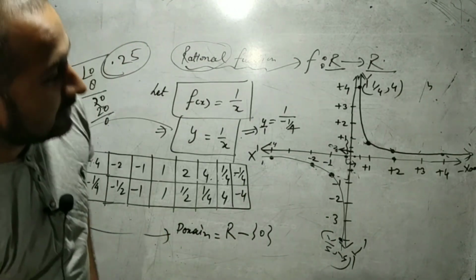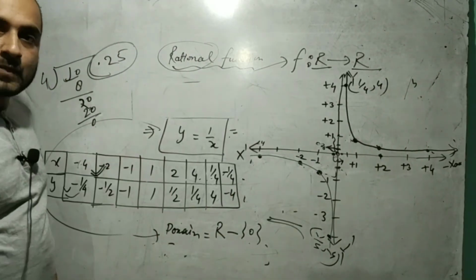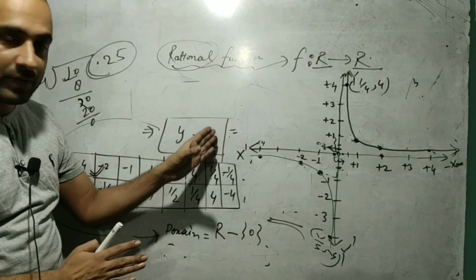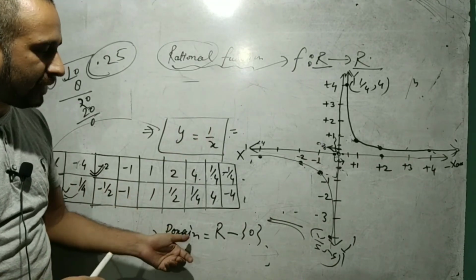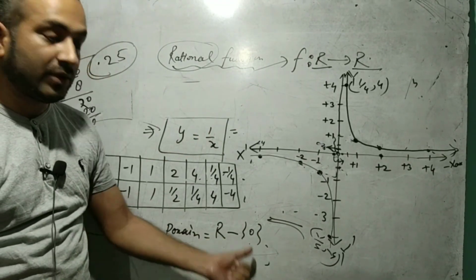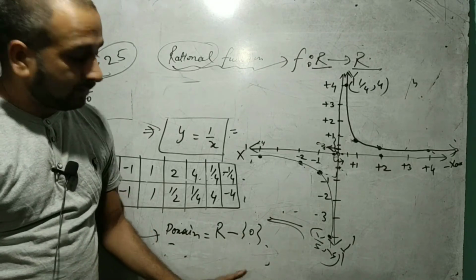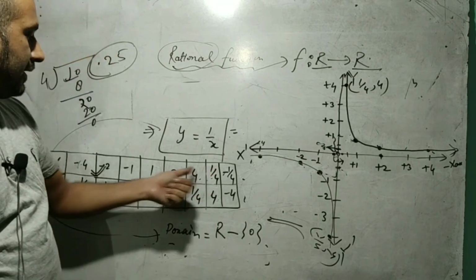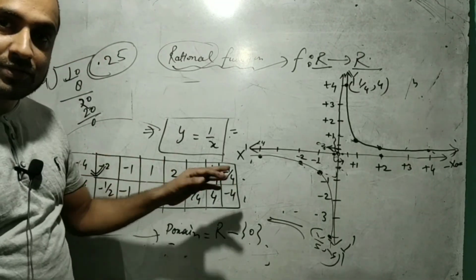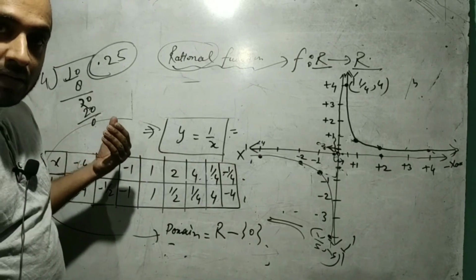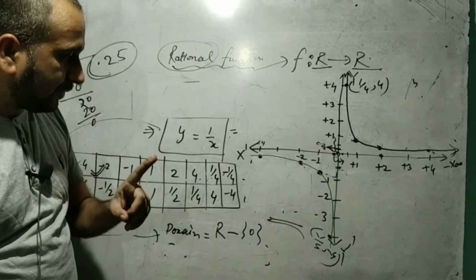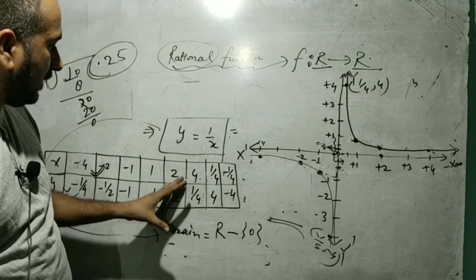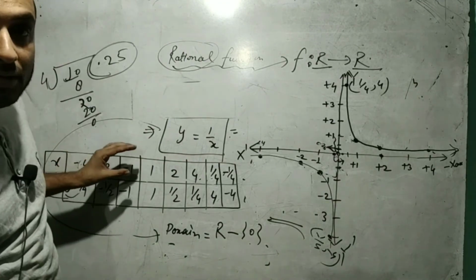Okay, finally this portion is over. Now students, I am going to discuss the range of this function. The function is y is equal to 1 upon x. The domain we have already found out: it is real numbers minus 0, the set of real numbers except 0. The function is not defined only for 0. The function is defined for all the values but not for 0. So the set of values of x gives you the domain of the function.